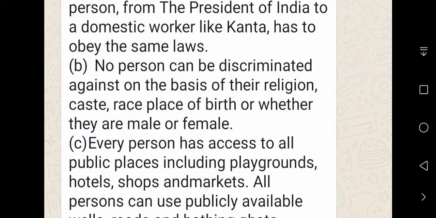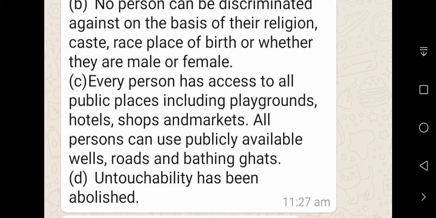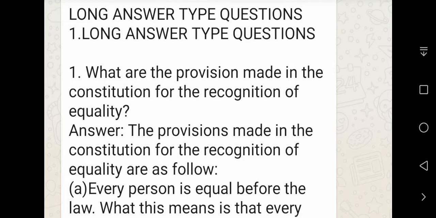Okay, so the second thing is that no person can be discriminated against on those grounds. Third, every person has access to all public places, including playgrounds, hotels, restaurants, shops, markets, and all. No one can be discriminated against, whether the person is of upper caste or lower caste in society, and it is a right, a rule made by the government and the Indian Constitution. Untouchability has been abolished.